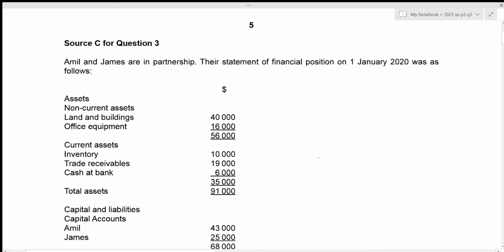Hi everyone, in this video we'll be going over A-Level Accounting 2023 Specimen Paper 3 question number 3. Paper 3 is going to be quite different from this year onwards. Previously we used to have 6 questions, each of 25 marks, and we were given a time limit of 3 hours. 4 of those questions related to financial accounting, whereas 2 of those related to cost and management accounting.